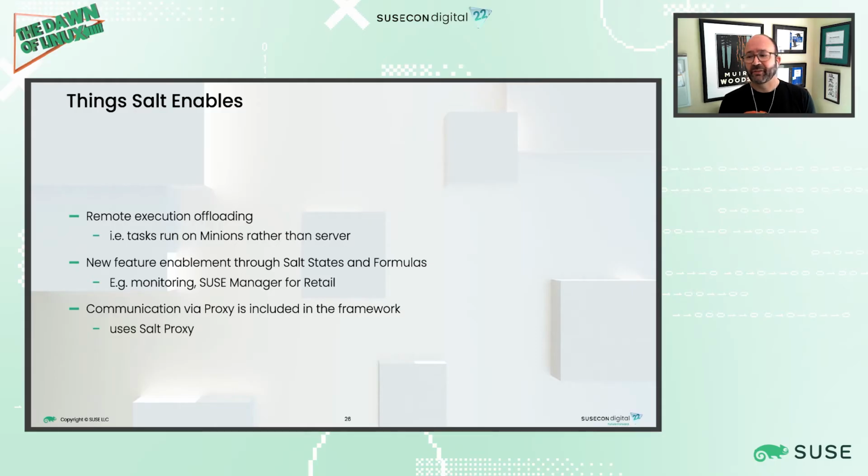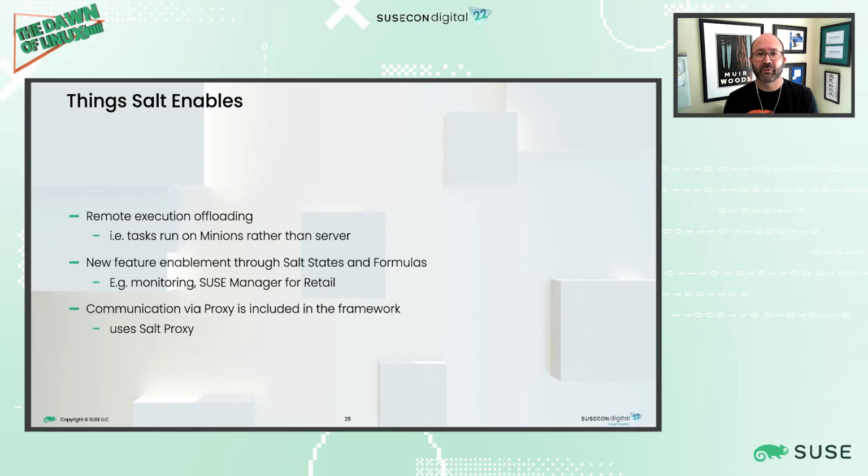So let's look at some of the things that SALT enables in SUSE Manager. The first thing is remote execution. That's important. That's what a lot of SUSE Manager does. It allows you to actually run tasks on the minions rather than the server. There's no point in having a single point of failure, a single node that can get overloaded when everything's running on the server and only sending out minimal tasks to the clients. So there's so much more work that happens on the server.